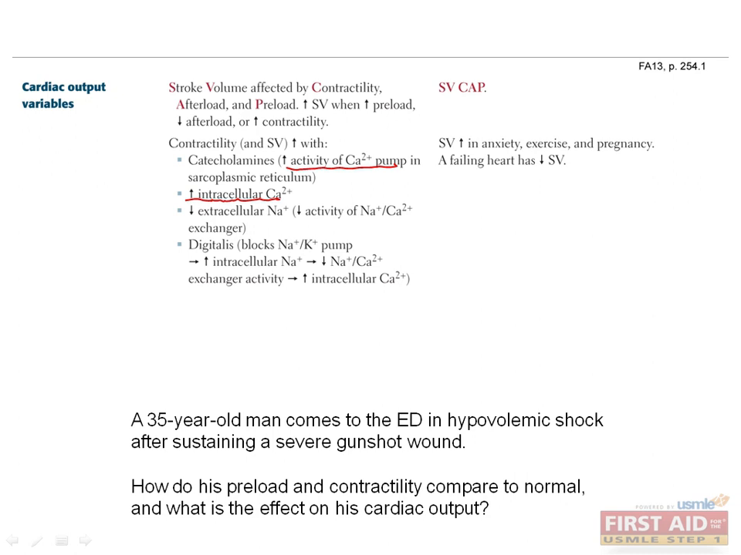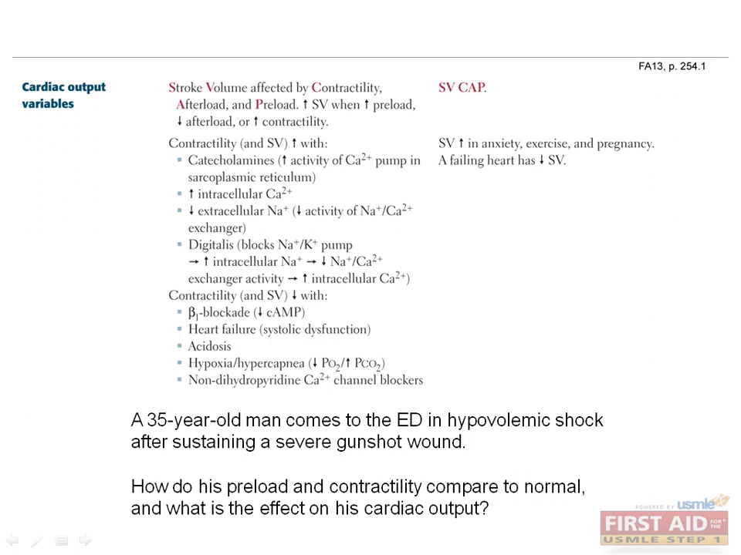Similarly, a decrease in extracellular sodium decreases the activity of the sodium-calcium exchanger and thereby increases the intracellular calcium. Digitalis increases the force of contraction by inhibiting the sodium-potassium pump. As a result, intracellular sodium is increased and the gradient across the cellular membrane is decreased. Calcium exchange is decreased as in the example before and results in increased intracellular calcium.